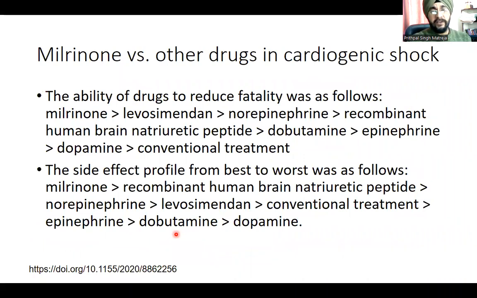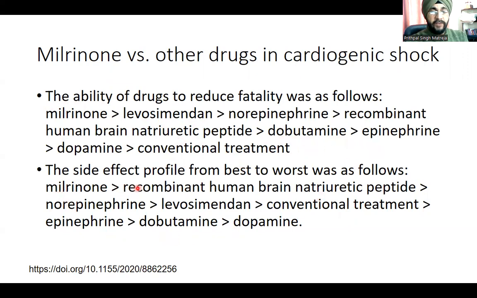So a meta-analysis was done on the use of milrinone versus other drugs in cardiogenic shock, published somewhere, I believe, in 2017, and it gave two inferences on the fatality and on the adverse effect profile of the drugs. When we talk about the ability of the drug to reduce fatality, it was said that milrinone is the most effective drug as compared to conventional treatment. Milrinone was followed by levosimendan, then norepinephrine, then nesiritide, dobutamine, and so on.